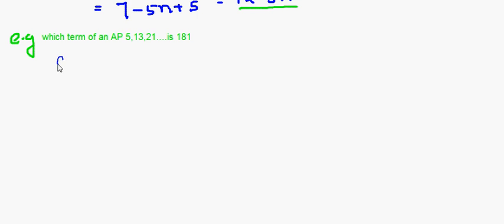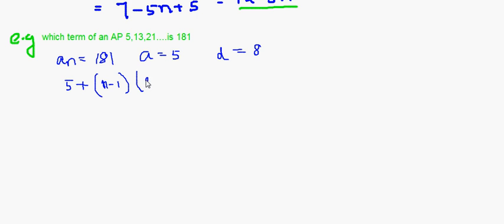So an is already given as 181. Here your first term is 5, so a is 5, and d is the common difference, it is 13 minus 5, that is 8. Let us apply the formula. It is a + (n - 1)d. This is equal to 181. So let us quickly solve this equation.